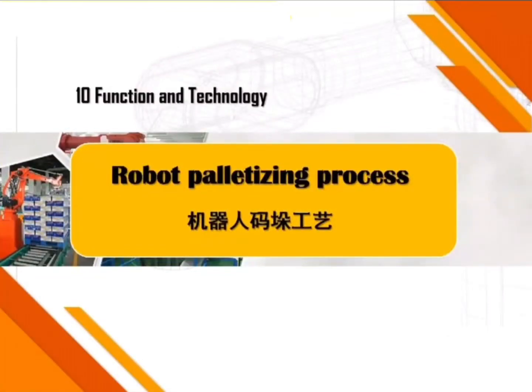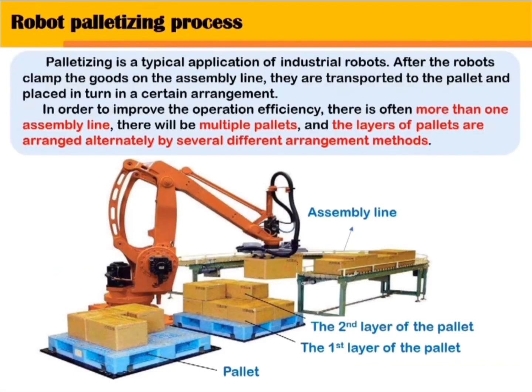Robot palletizing process. Palletizing is a typical application of industrial robots. After the robots clamp the goods on the assembly line, they are transported to the pallet and placed in turn in a certain arrangement. In order to improve the operation efficiency, there is often more than one assembling line.